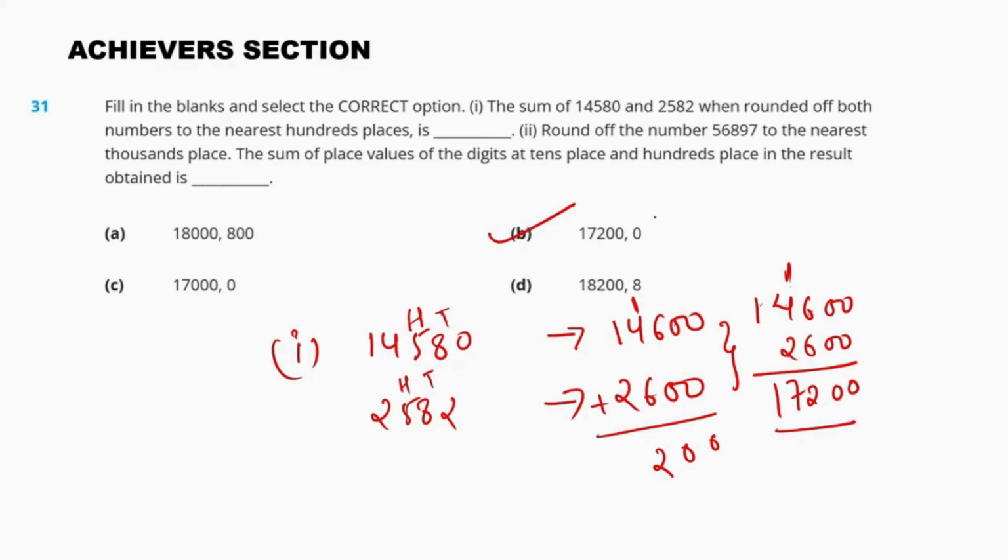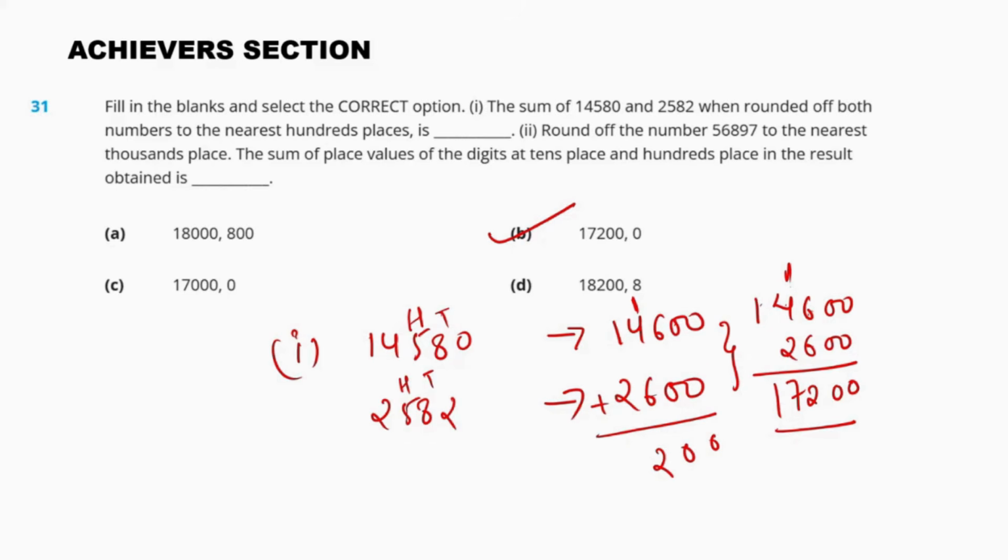Why? Because sometimes while solving the questions, we not only need to be practical, we also need to answer these questions wisely, right? So the answer for the first part is 17,200, and there's only one option which has 17,200 in it. So the right answer will be that option only.